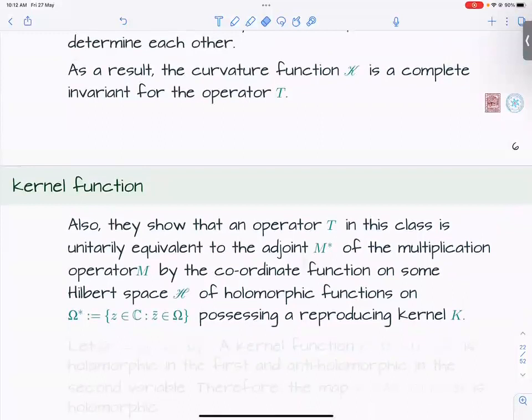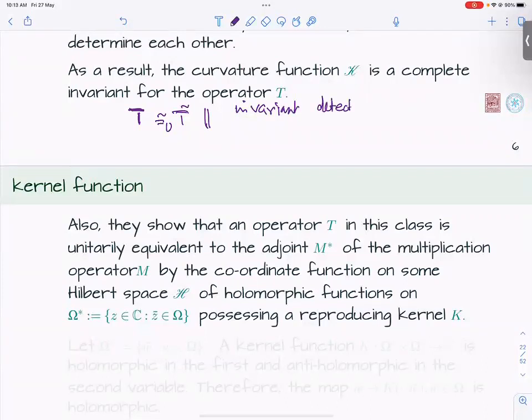Typically, when I am teaching a class, I talk about this: given a class of operators T, there are two things that you want to do. You want to determine when T is unitarily equivalent, or perhaps similar, to another operator T tilde. To do this, you need two things. You need an invariant to detect the equivalence. I'll explain what I mean by this. And you need a model.